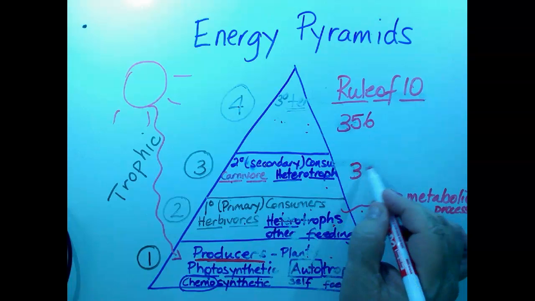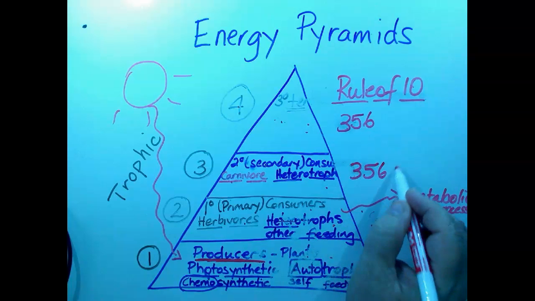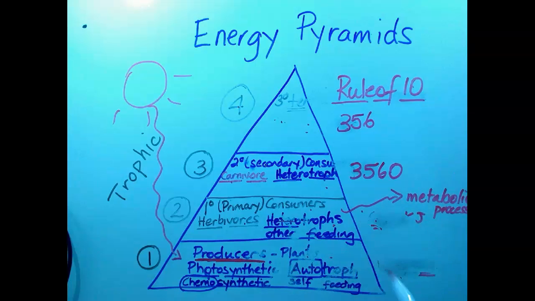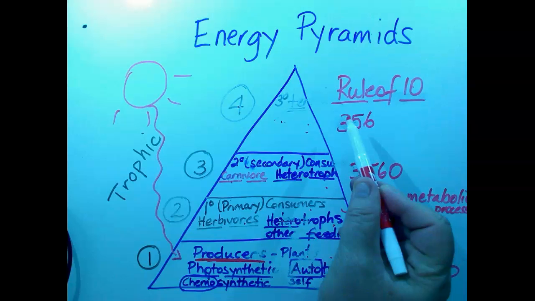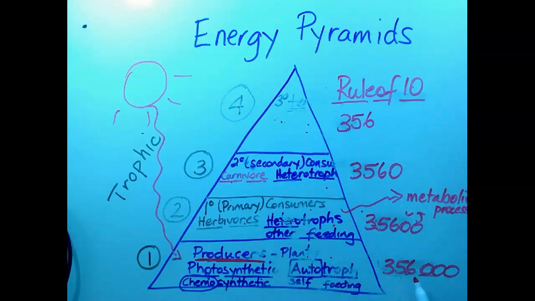So down here, it would be 3,560 kilojoules of energy. Down here would be 35,600, and so on, 356,000. So do you see how when we go up, we divide, and when we go down, we multiply? So hopefully that helps you to understand energy pyramids and the names associated with the organisms.